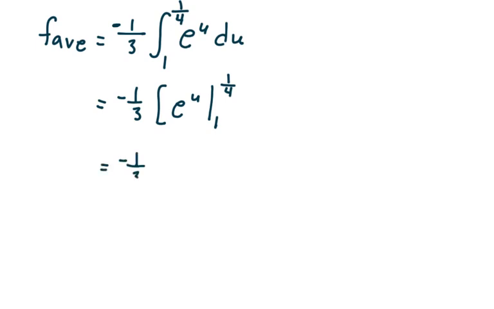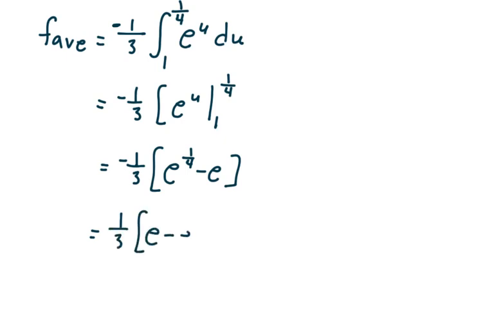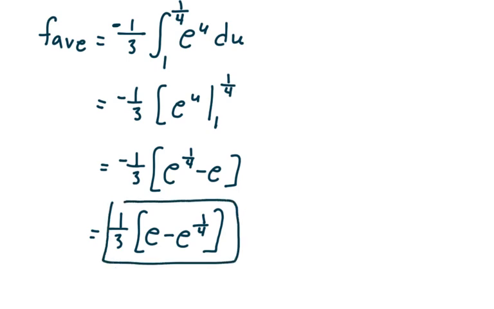So this is negative 1/3 times e to the 1/4 minus e, which is 1/3 times e minus e to the 1/4. So all I did was factor out a negative 1. And this would be the correct answer for problem number 4.